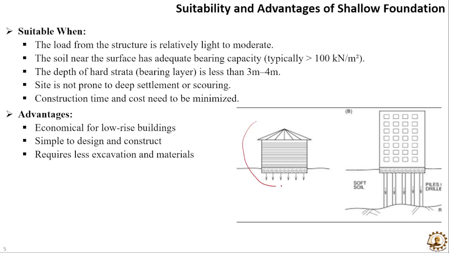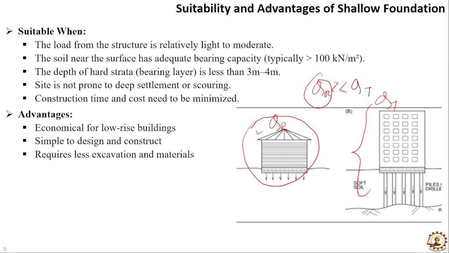If we have a small residential building, the structural load coming, suppose this one is QR, and this is for a tall building, suppose this is QT. So QR is much less than QT. In such a situation, where the structural load is light and moderate, we can use the shallow foundation.